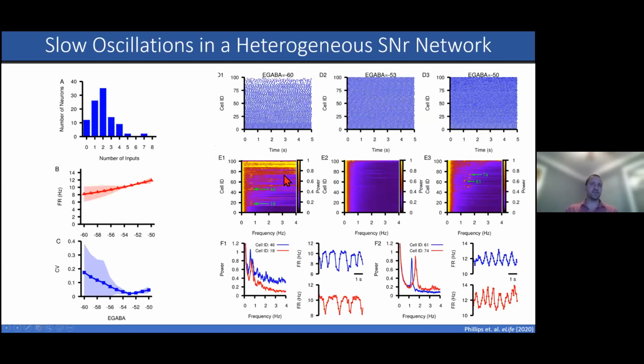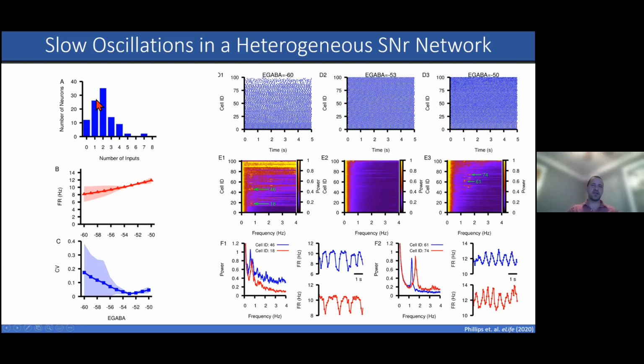All right, so another test of how robust this is was to see if we still get these oscillations in a larger network of the SNR. So I constructed a 100-neuron SNR network that's heterogeneous with random connectivity. The connectivity profile is shown here with this histogram of the number of connections and the number of neurons with those connections.